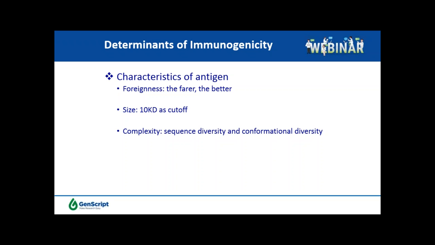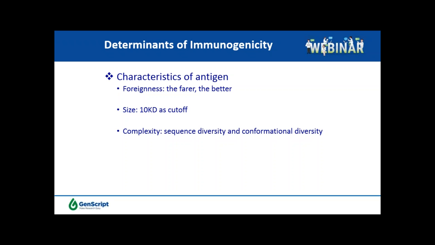Based on our extensive samplings, 10 kilodalton is a general cutoff. Anything smaller than that comes with a significantly lower chance of mounting an immune response. In addition to homology and size, complexity in both the linear dimension and the conformational dimension is also a very crucial factor, especially for small peptides and chemical compounds.